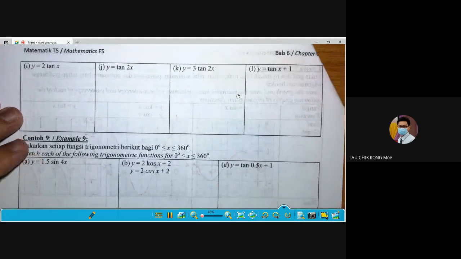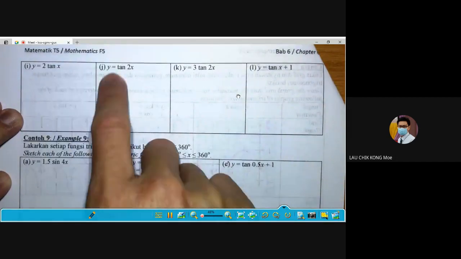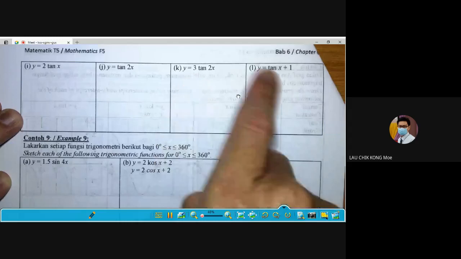Because we know that the tangent, we don't need to have an amplitude. We don't care what the value of amplitude is, because the amplitude doesn't give any impact to the graph. 2 ke, 3 ke, 1000 ke, dia masih graph macam itu. So amplitude ada tak ada tak kisah sebenarnya, tapi memang adalah 2, 1, 3, 1.